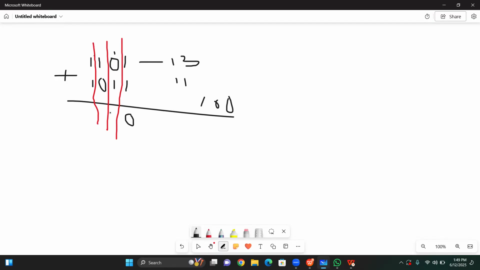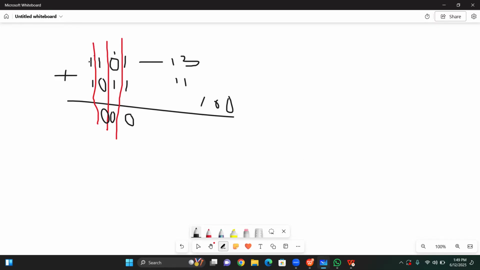So 1 plus 1 would also give us another 2. Then 2 divided by 2 will give us 1 remainder 0. So we write the 0, carry the 1, and add it here. 1 plus 1 will give us 2 here. So 2 plus 0 will now give us 2. Then 2 divided by 2 will give us 1 remainder 0. Then we carry that one and add it here. It will now be 2.